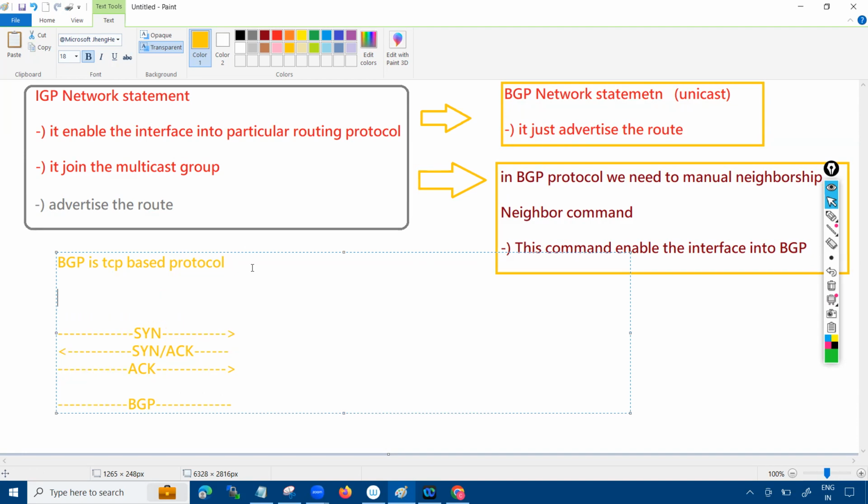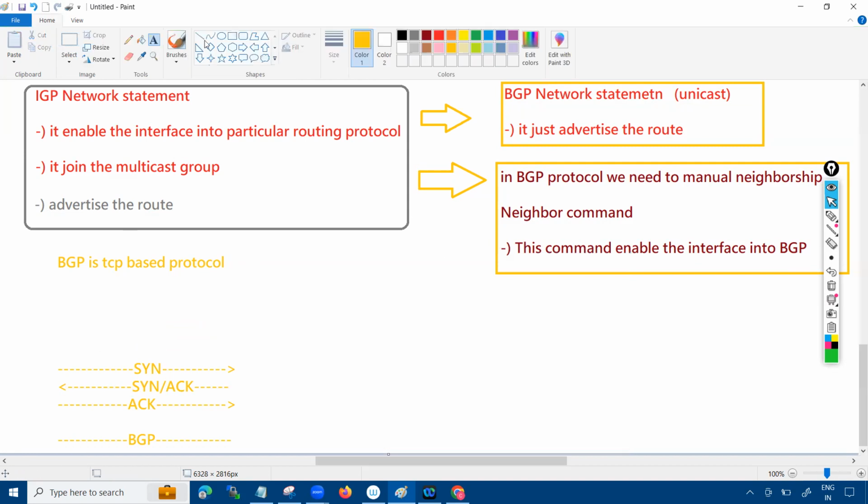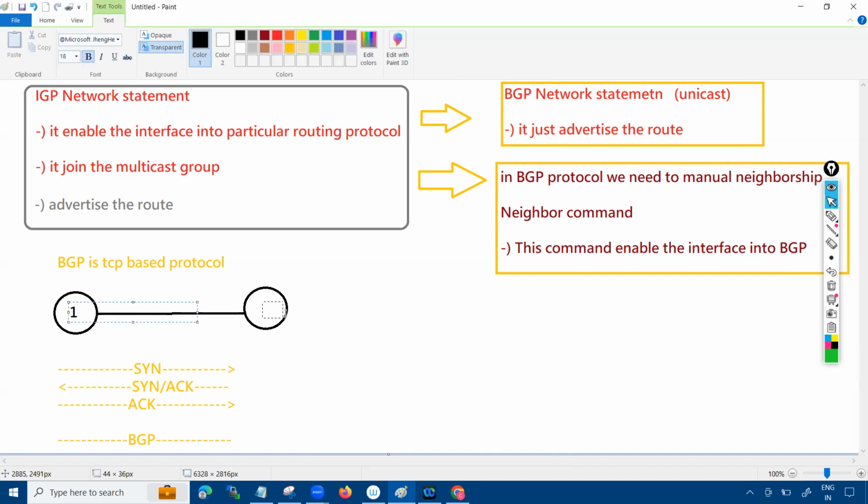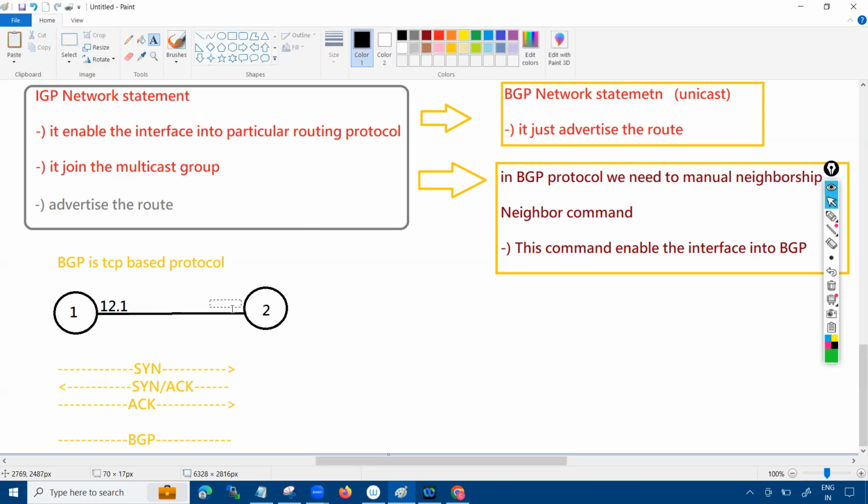So when I'm going to form the neighborship between router to router, take an example: we have router number 1, and we have router number 2. So 12.1 and 12.2, understand the concept.